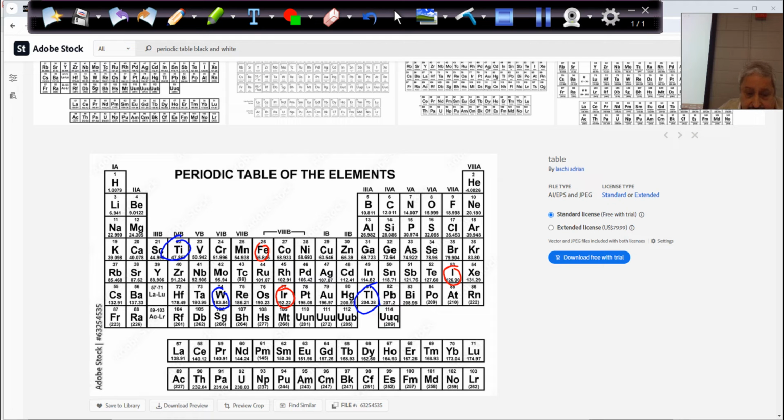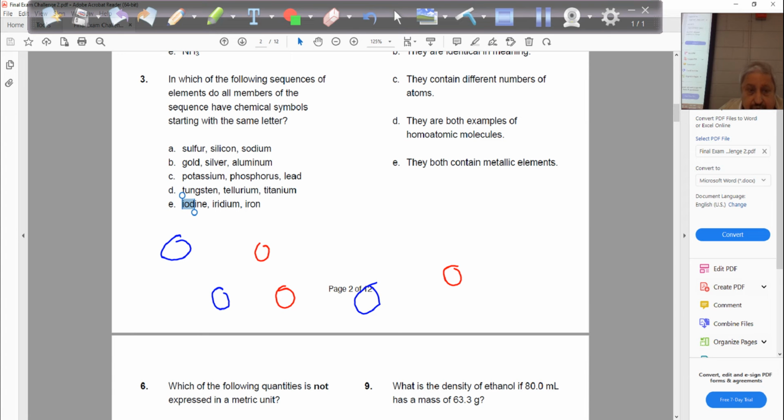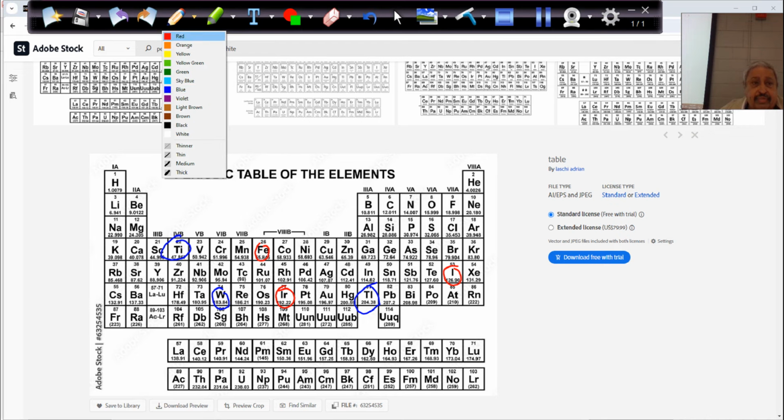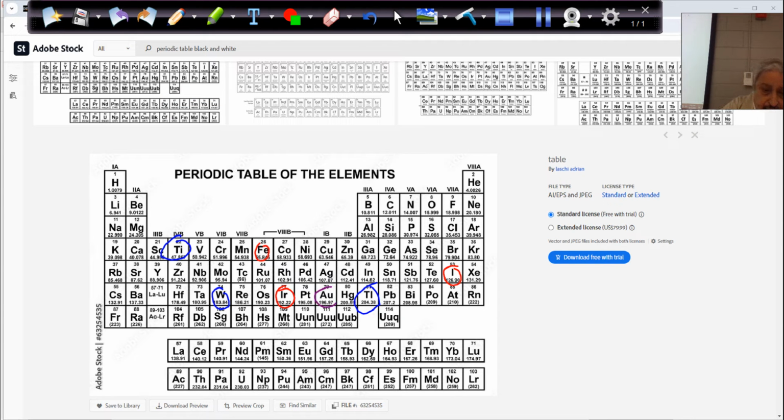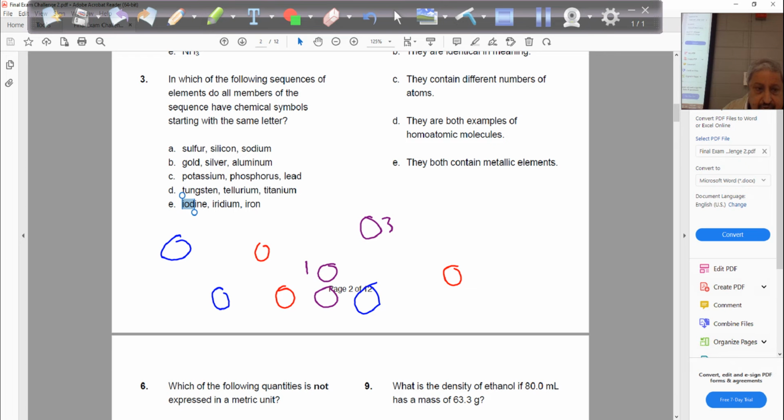How about another option? Let's take another option. Another option is gold, silver, aluminum. Gold, silver, and aluminum. We did not look at this. We'll give it another color, guys. So gold, silver, and what? Aluminum. So this is 1, this is 3, and iron was 3, correct? Iron was 3, and iodine is 1.